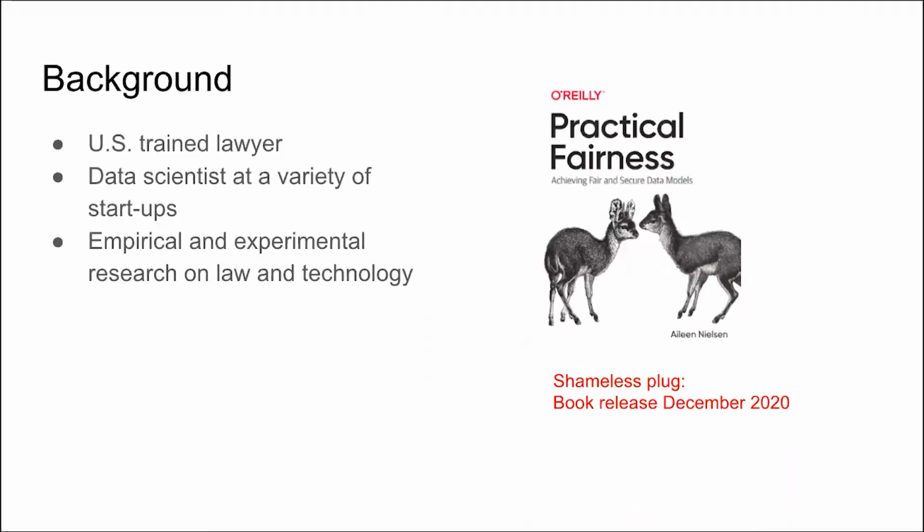Just a little bit of background about me. I am a US trained lawyer, but I have also worked as a data scientist at a variety of startups in several different fields. And I now do empirical and experimental research on technology, including a lot of empirical and experimental work thinking about how humans and AI products will interact and what that means when we think about legal concepts, broadly like fairness, but more concretely like redistribution, anti-discrimination, administrative law, and these sorts of things.